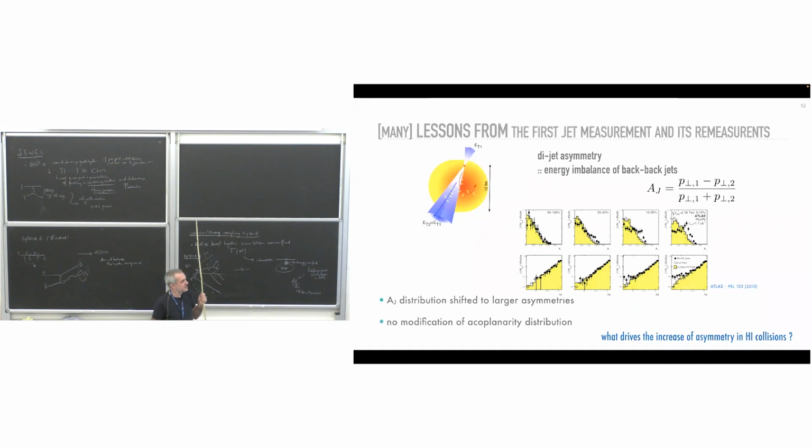So the first observable that was measured for jets at the LHC, the first observable that was measured for jets in heavy ion physics. The first measurement is from 2010, but this has been remeasured, and the measurements are still a bit puzzling sometimes. It is the so-called dijet asymmetry, okay? Most jet events are dijet events. I have a jet back-to-back with another one.